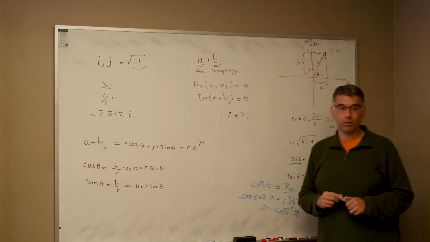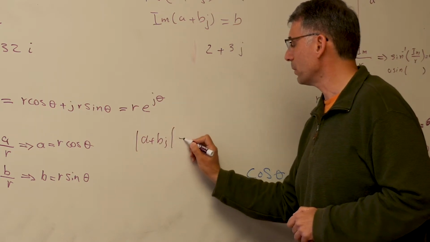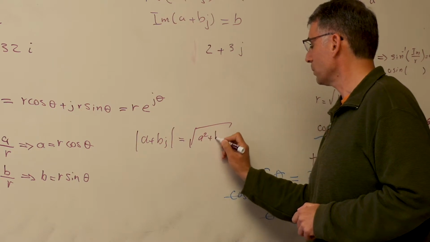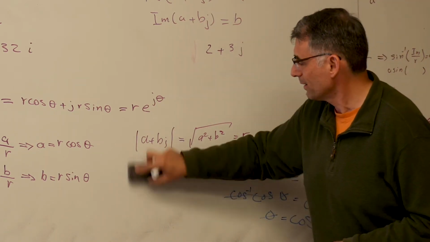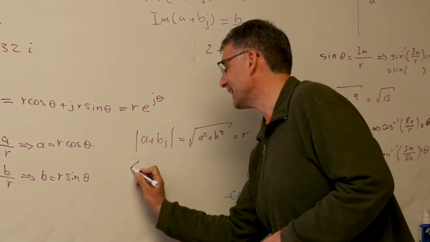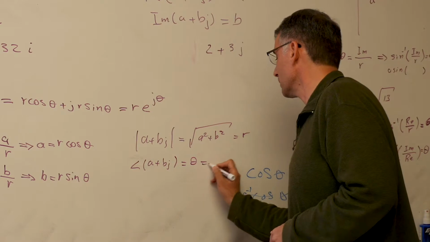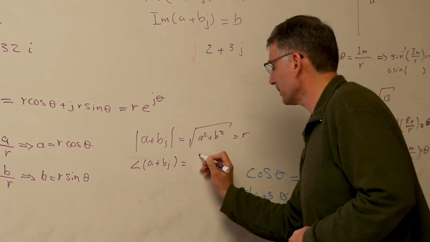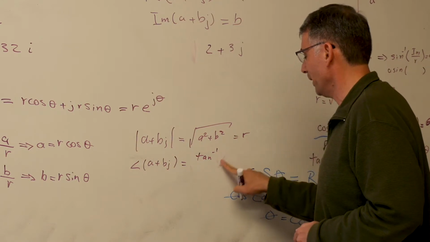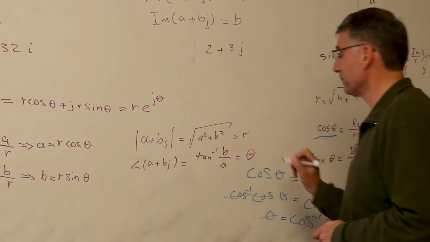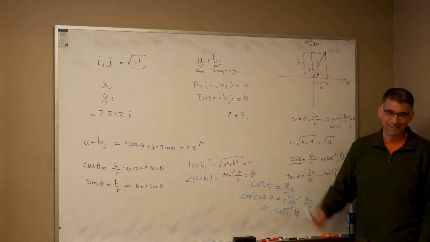So you need to be able to write it in this form. And then you also need to know that the amplitude of the complex number, which is equal to the square root of a squared plus b squared, is equal to r. And to be complete, they also show this as the angle of the complex number a plus bj is equal to theta, which is equal to the inverse tangent of b over a. Those are the things you guys need to know. And the worksheet I'm going to give you, you're going to need these things to work through them.